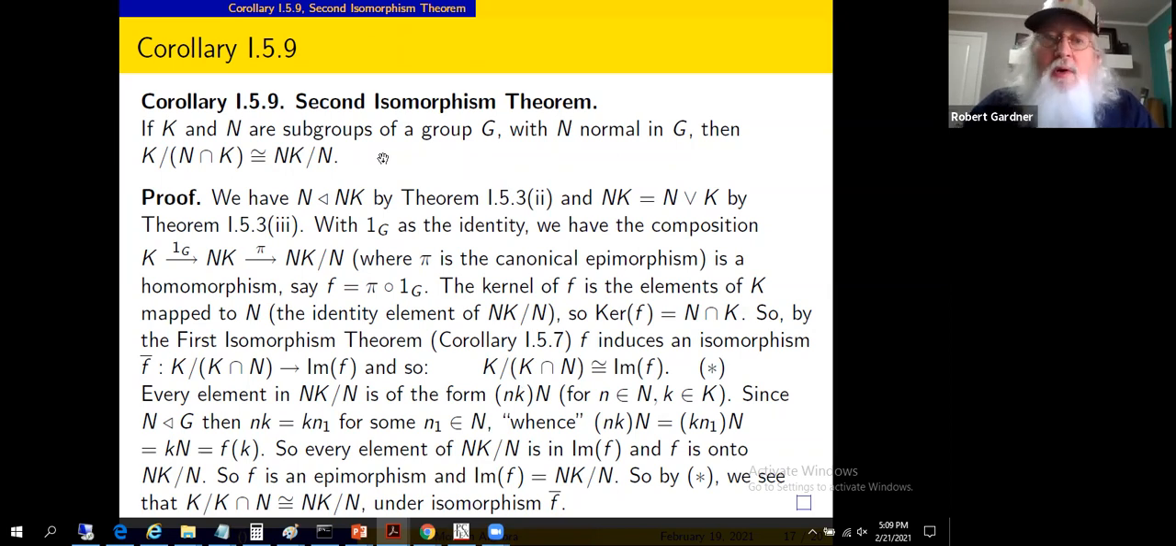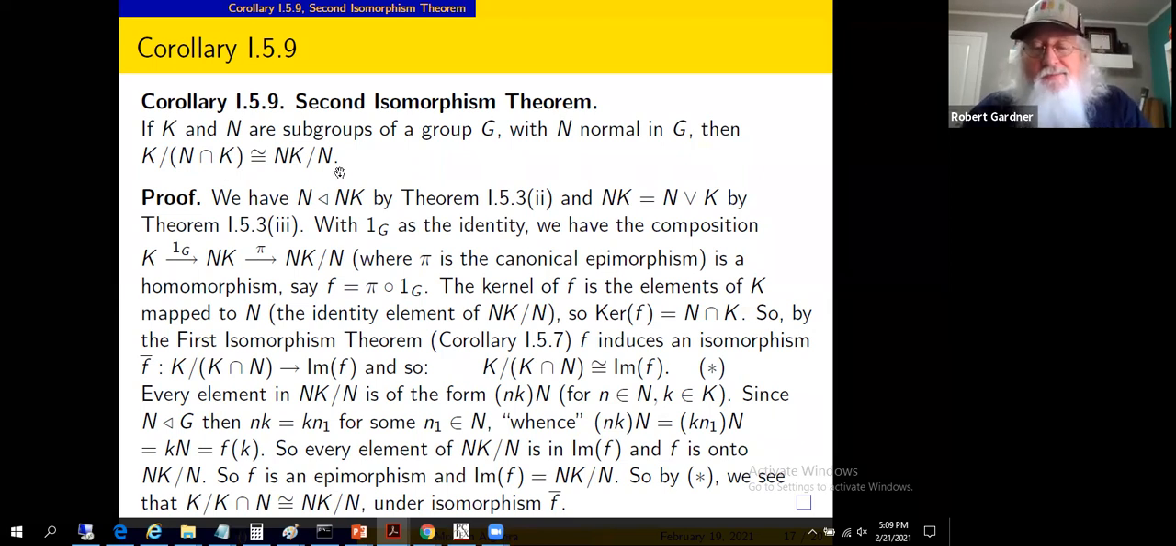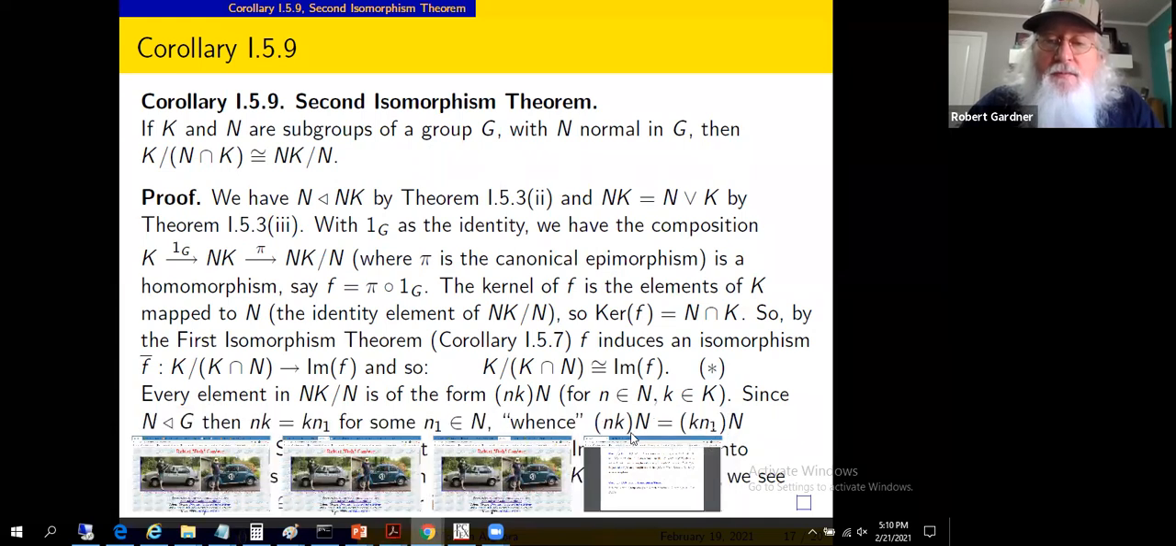They're not equal. The elements on the right-hand side here are, say, left cosets of capital N in this group. And over here, the elements are, say, left cosets of N intersect K in K. So they're different things, but the structure is the same. They're isomorphic groups. Back to the notes.